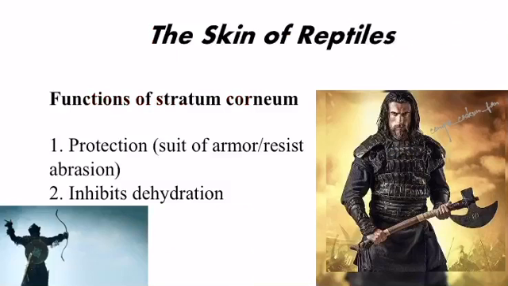Functions of the stratum corneum. The stratum corneum provides protection to the animal, as it is a thick keratinized structure. It acts as a suit of armor and resists abrasion. The stratum corneum also inhibits dehydration.